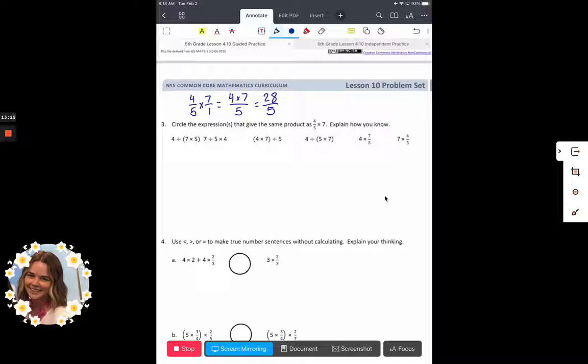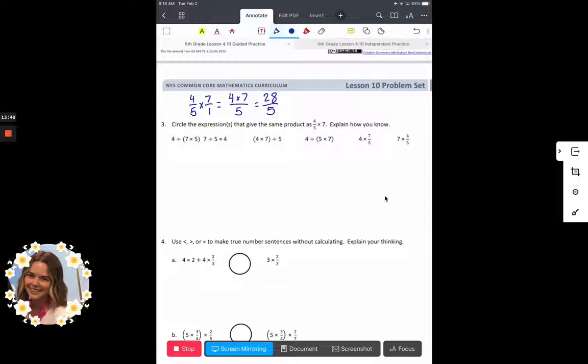So we have a couple of these different expressions. We have 4 divided by 7 times 5. We have 7 divided by 5 times 4. 4 times 7 divided by 5. 4 divided by 5 times 7. 4 times 7/5, and 7 times 4/5.